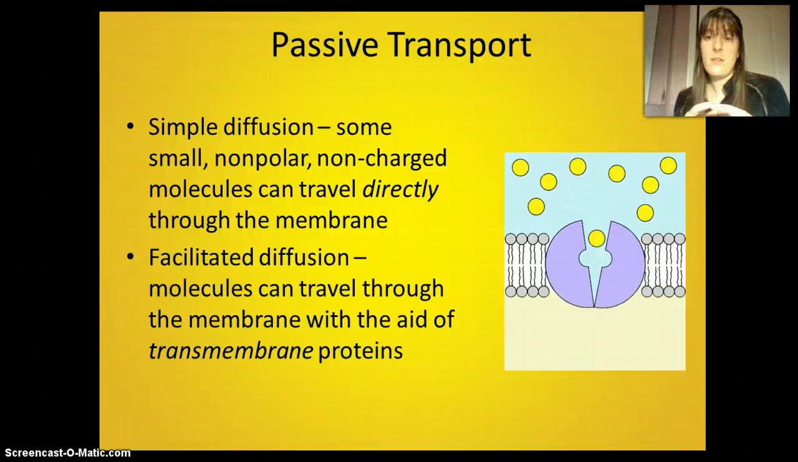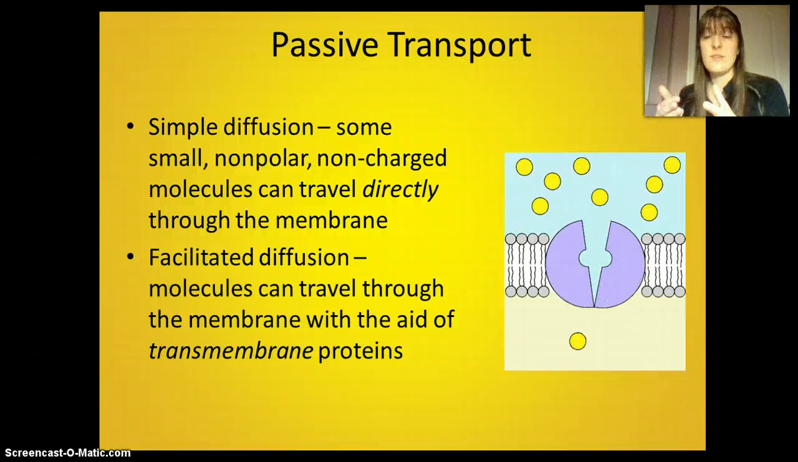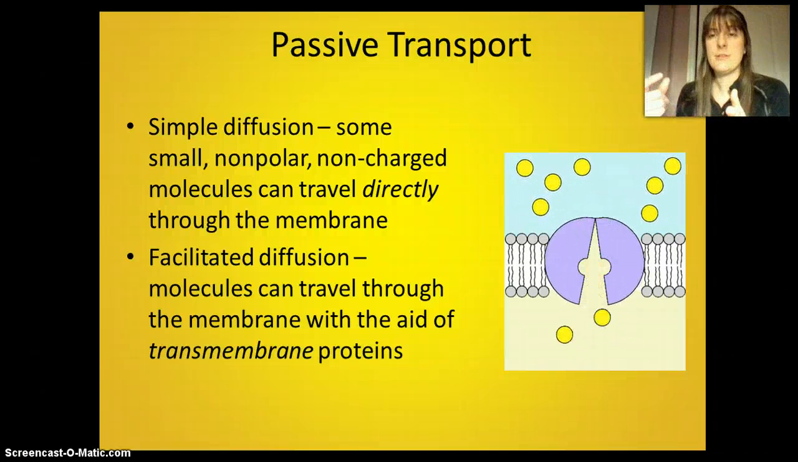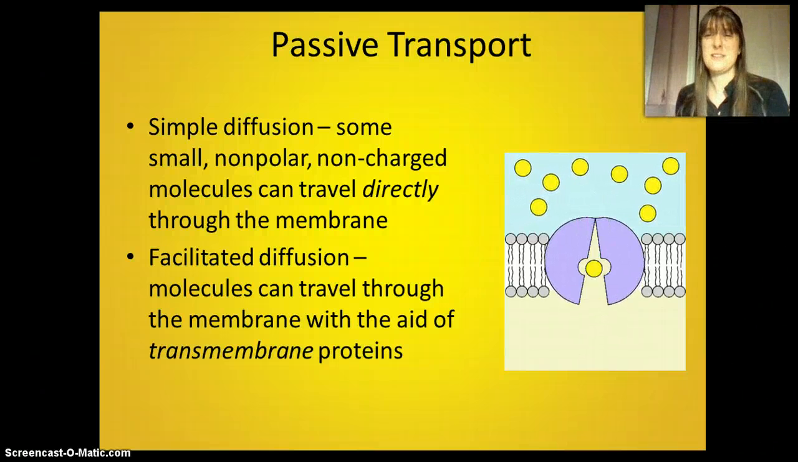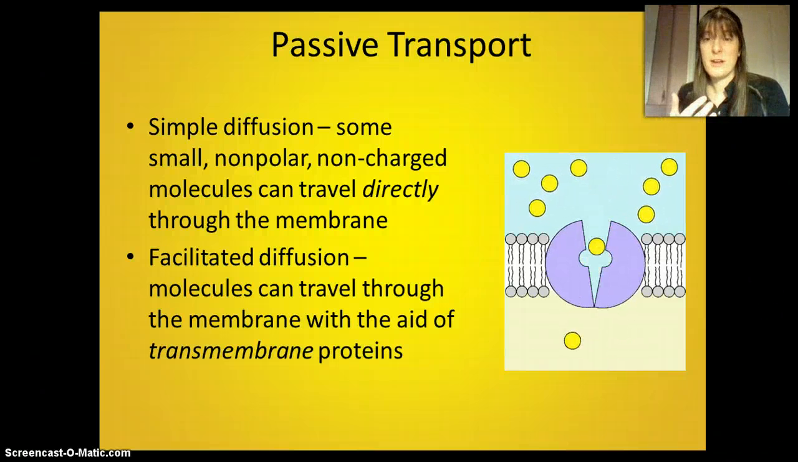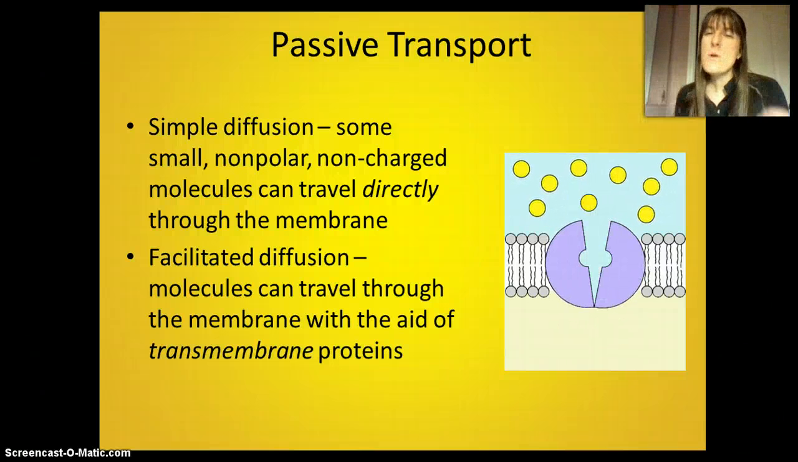So if you take a cell that's low on oxygen and put it up next to a capillary that's really, really oxygen-rich, then those little tiny oxygen molecules are able to go right through the membrane into the cell. Remember, oxygen is O2 in its molecular form, and that is nonpolar, very small, so it can go directly through the membrane. Most things, though, cannot go directly through the membrane.